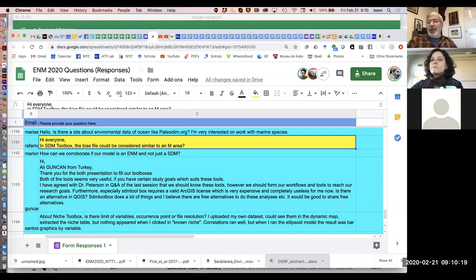Now, you can use the bias file as a way of masking to an M area by simply setting all of the sampling frequency outside of M to zero. Okay, it's a workaround. I'm talking about Maxent, but Maxent will not select any background data from those areas that you give a zero probability in the bias file. It's a pretty lame workaround because you really should be using the bias file as a way of weighting different areas with different levels of sampling and not as a mask to remove places altogether. But it's one way to make that masking happen.